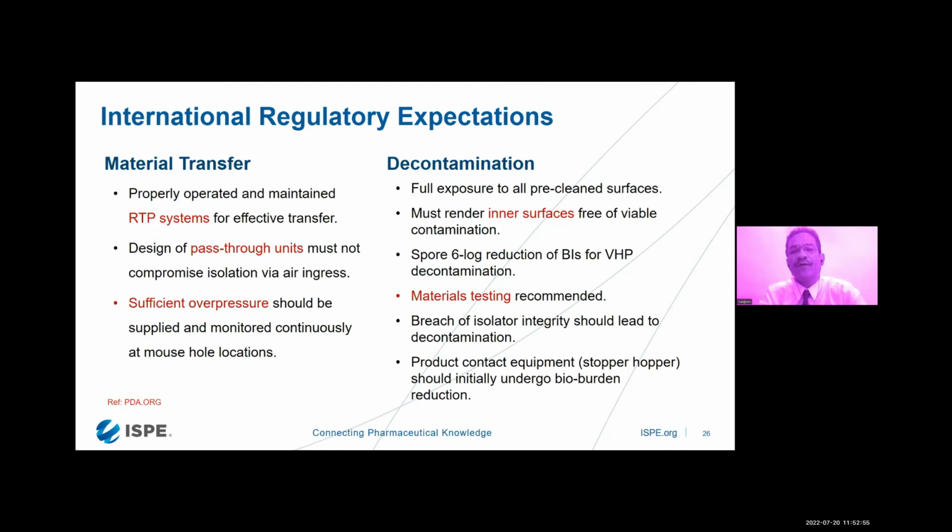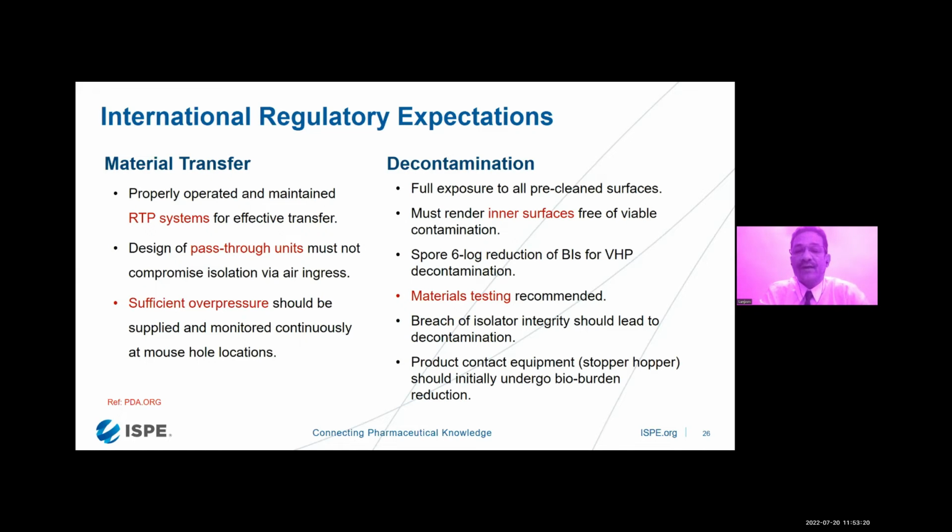Decontamination, it is full exposure to all pre-cleaned surfaces. It must render the inner surfaces free of any viable contamination. 6-log reduction of BIs for VHP decontamination. The material testing is recommended. We are going to test the BIs. We are also going to expose the CIs, which are the chemical indicators.